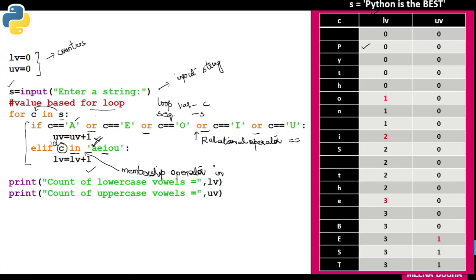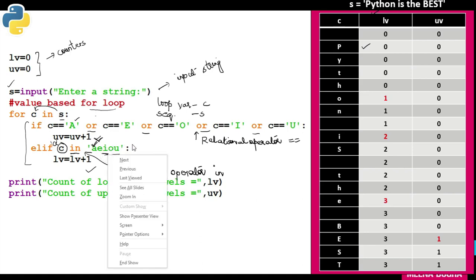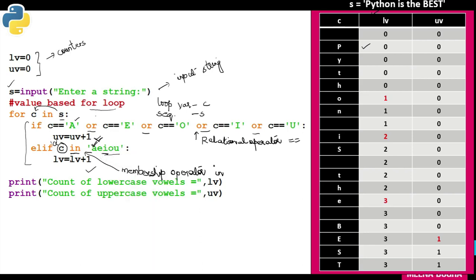Both these matchings are case sensitive. So if C contains a lowercase vowel, either a, e, i, o, u, then it will be a member of the string in which I have put all 5 lowercase vowels. I have made a string containing all 5 lowercase vowels. In C, a single character will be fetched. If it is a lowercase vowel, then it will be a member of this string, and in that case my output will be true. So my lowercase vowel counter will be incremented.